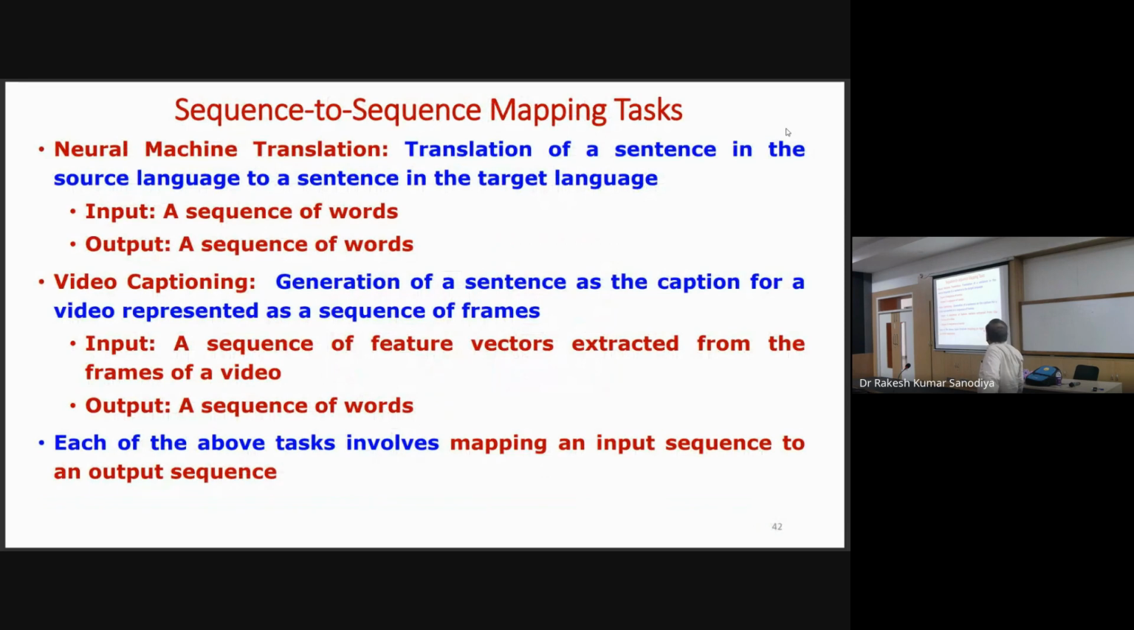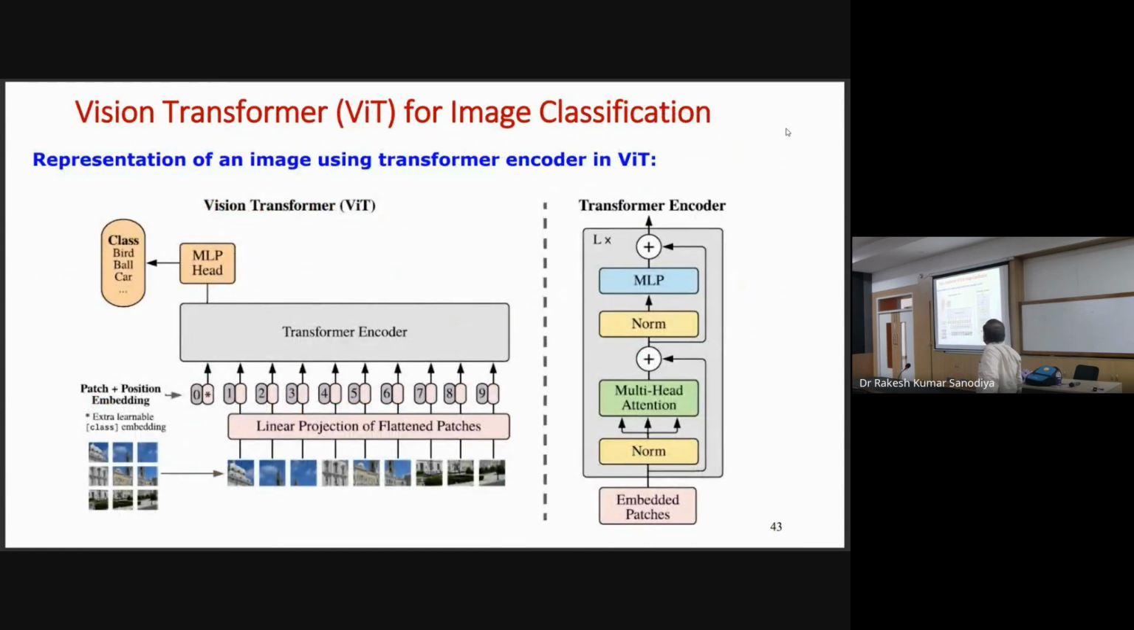Okay, so one can use this transformer model for any sequence to sequence mapping task. Machine translation is one of the tasks for which it has been explored very heavily, and there are a number of attempts to perform the video captioning task using these transformer models. We'll have a look at it.